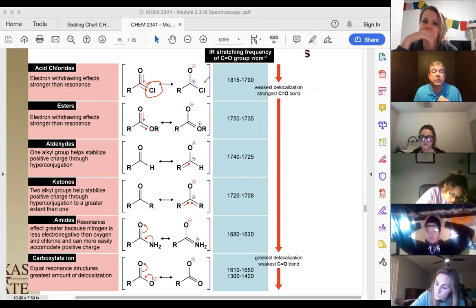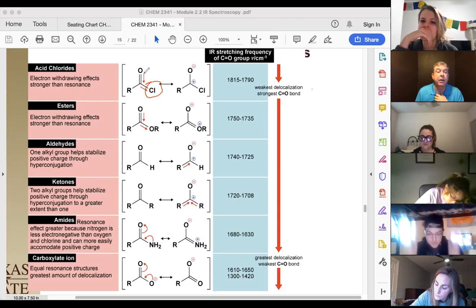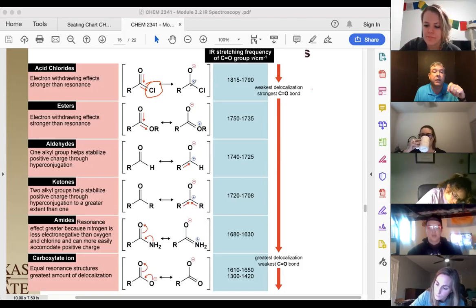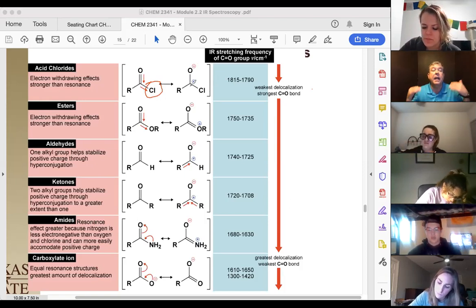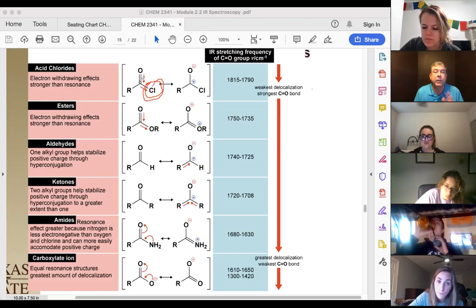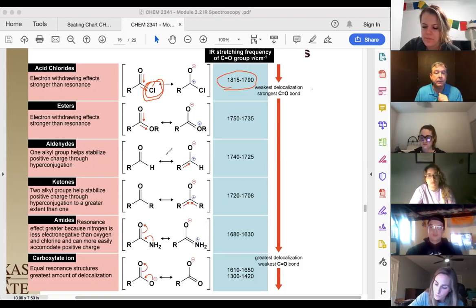It has the strongest carbon-oxygen bond, because now in here we're just sharing electrons. Here we have a separated charge. Now we have our charge attraction, giving it that highest frequency. So we have a chloride or any halogen next to a carbonyl compound, we have the highest frequencies, okay?